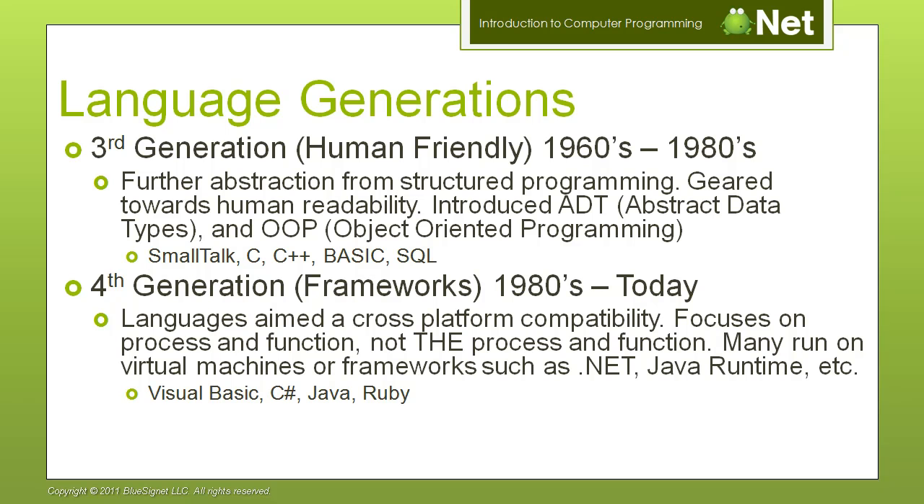We also saw things like the introduction of abstract data types and object-oriented programming, and some of the languages around this time that were coming out was Smalltalk, which was credited as the first object-oriented language, and then your lower languages like C, which is a low, high-level language, if that makes sense. C++, BASIC, and SQL. Fourth generation languages are where we start seeing frameworks.